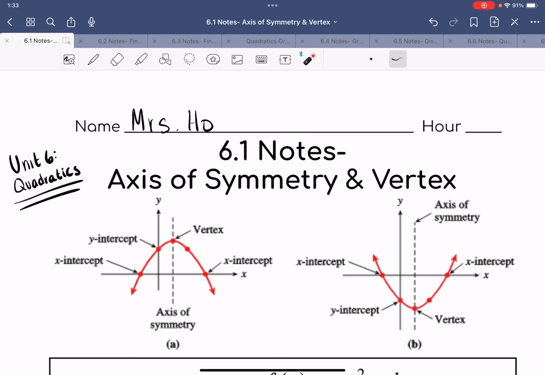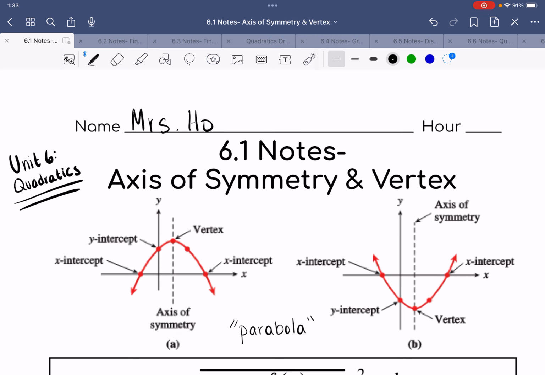A quadratic is this U-shaped graph, so it can be shaped like a U this way, or it can be shaped like a U this way. The graph of a quadratic, so a polynomial with a degree of 2, x squared being its highest exponent, is called a parabola. That is spelled P-A-R-A-B-O-L-A. So you might hear that word throughout the unit, a parabola. It can be opening up like the red graph on the right, or it can be opening down like the red graph on the left.